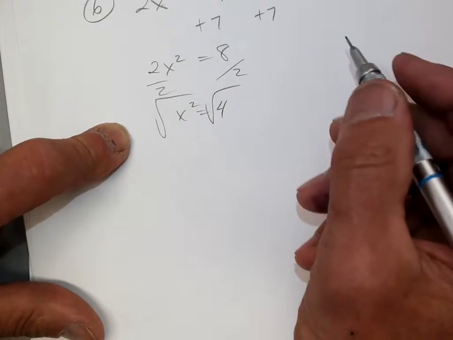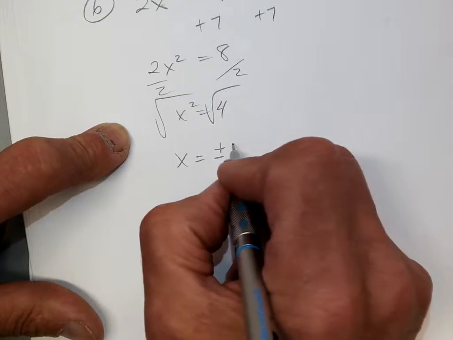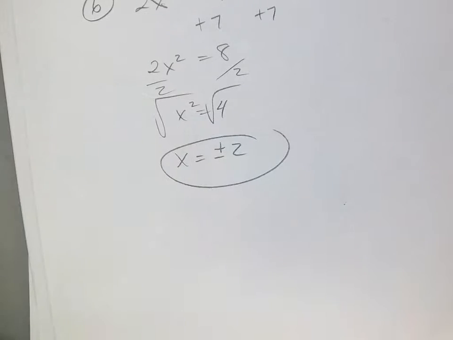Square root, how many answers? So I'm going to say x is equal to plus or minus 2. Because a negative 2 works. If you were to go, negative 2 times negative 2 is 4, isn't it? Okay. How am I doing? Doing okay?